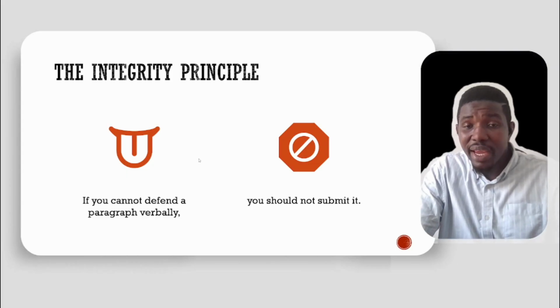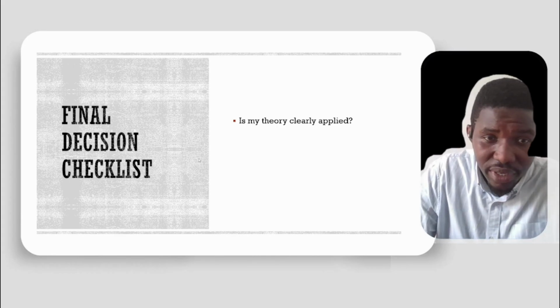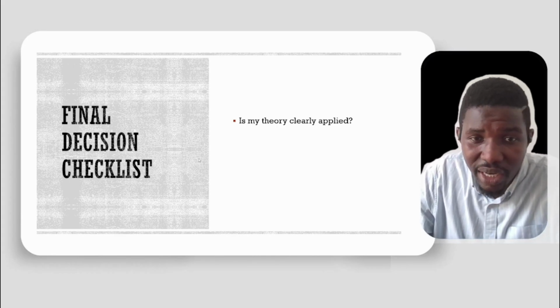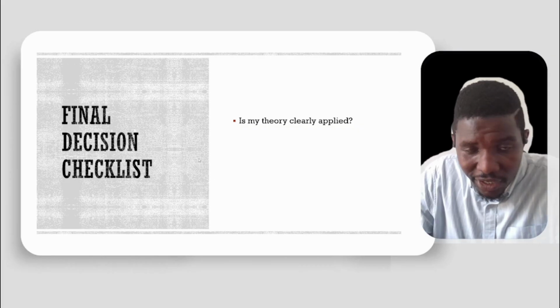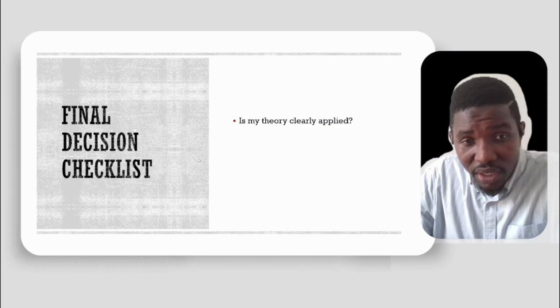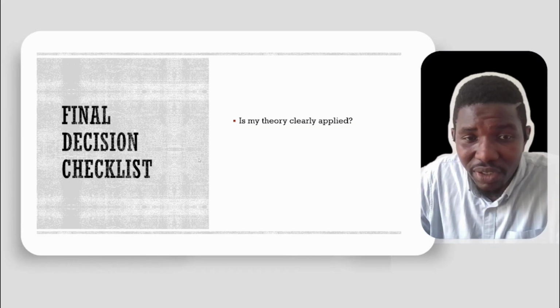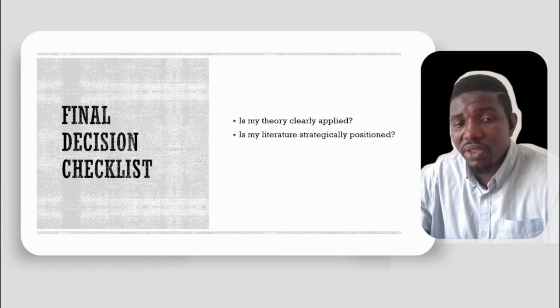That will help you. Now I want to present to you a checklist. I think you should look at your theory. You should ask yourself, is my theory clearly applied in my proposal? Is it clearly applied in my discussion? Is it clearly synthesized in my conclusion? That's the key question. If it is not applied, then the theory is not ready, it's not useful there. So you have to ensure it is.